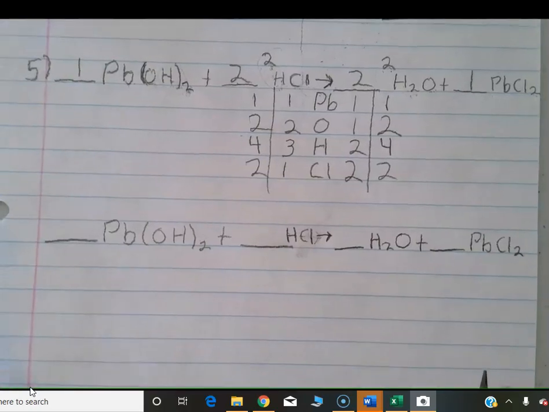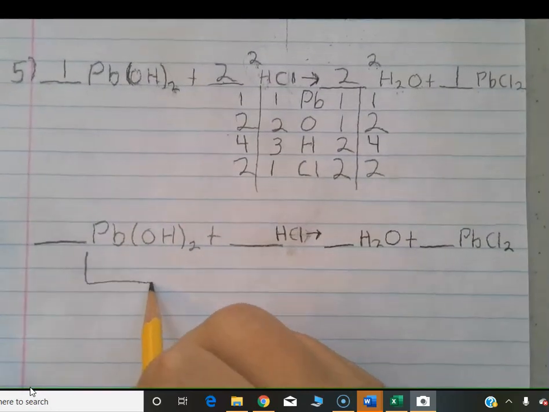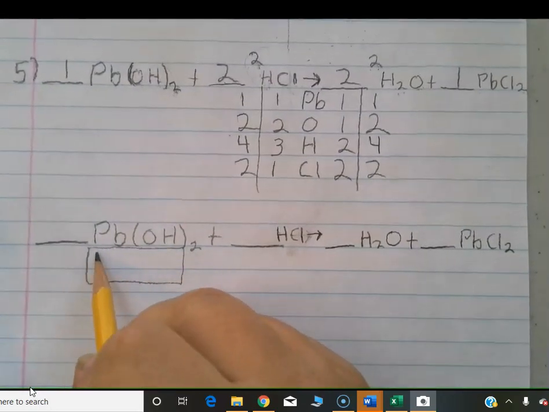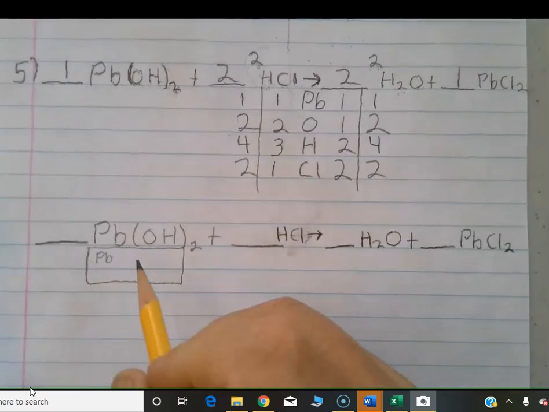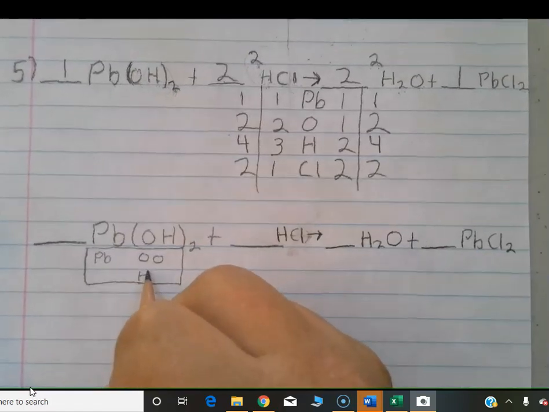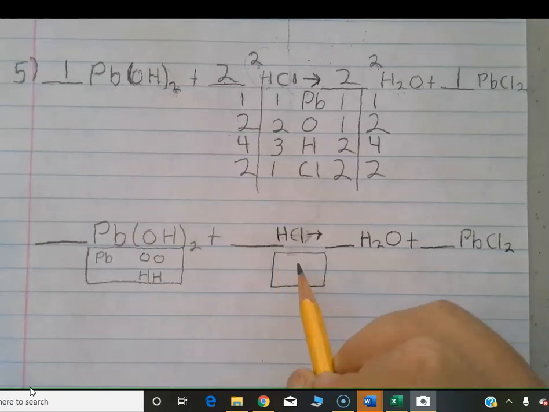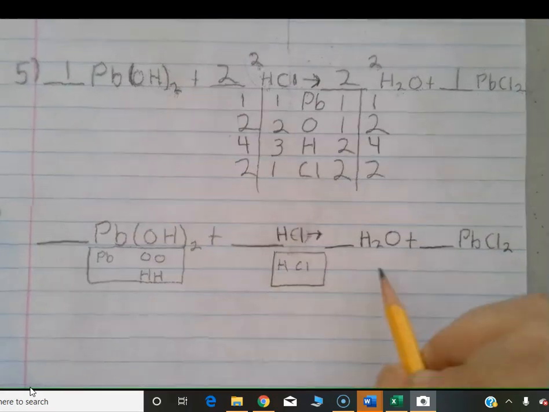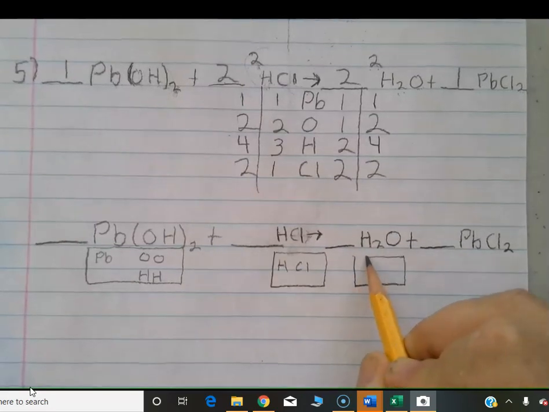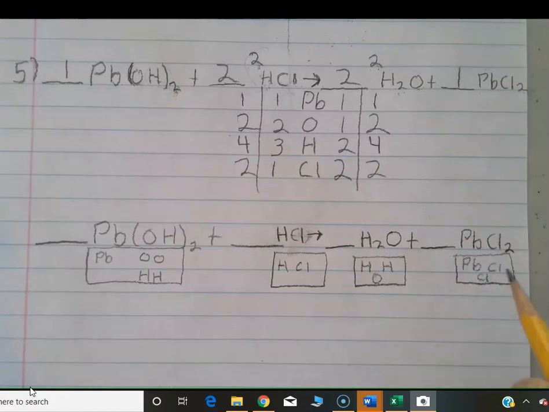Alright, I haven't done this one with the box method, so let's see how it works. Basically, you break everything up. Pb. You want to do it in an organized way. Now I have 2 oxygens and 2 hydrogens over here. For HCl, I have H and Cl. Water, I have an H and an O. Lead chloride, I have a Pb and a Cl and another Cl.